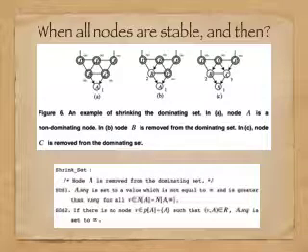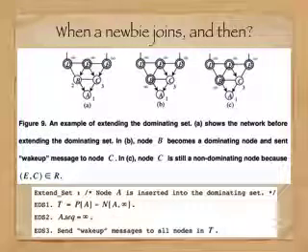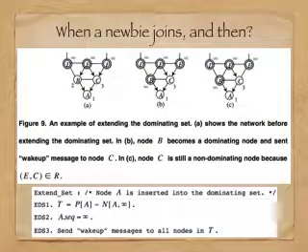So this is the case when all nodes are stable, and then it's very simple, but they're just handling the cases for exception where we want to shrink it. Now, what if a newbie joins, and what will be the case? Then this is for the extend set algorithm. So figure 9 is an example of extending the set.